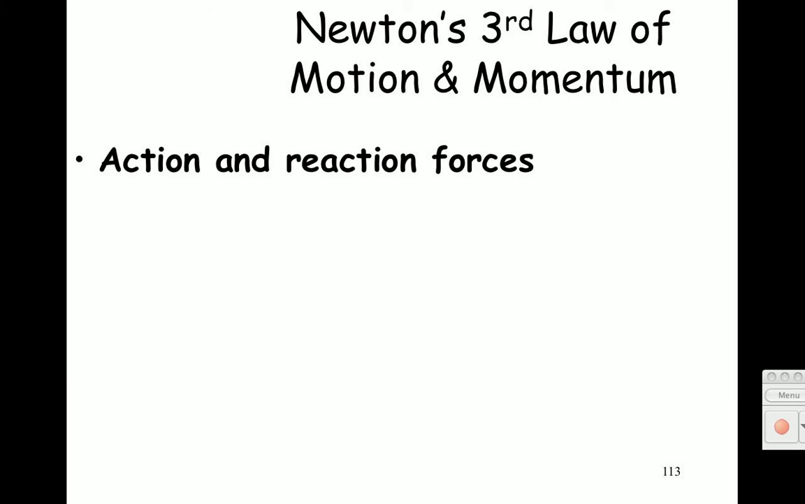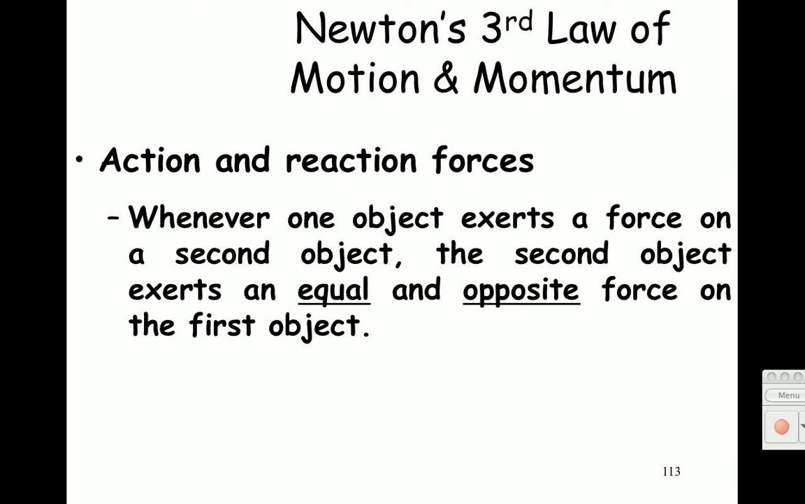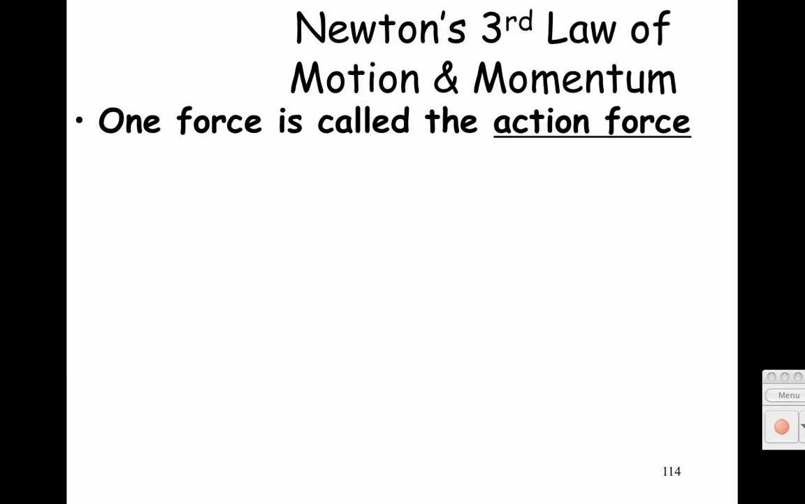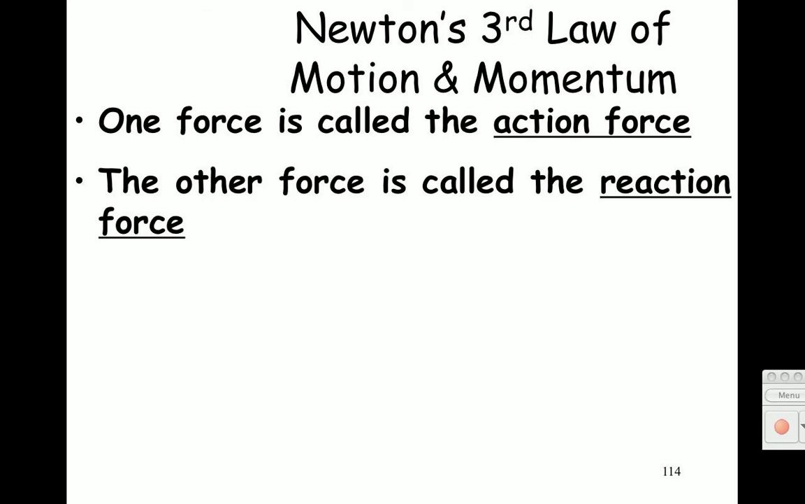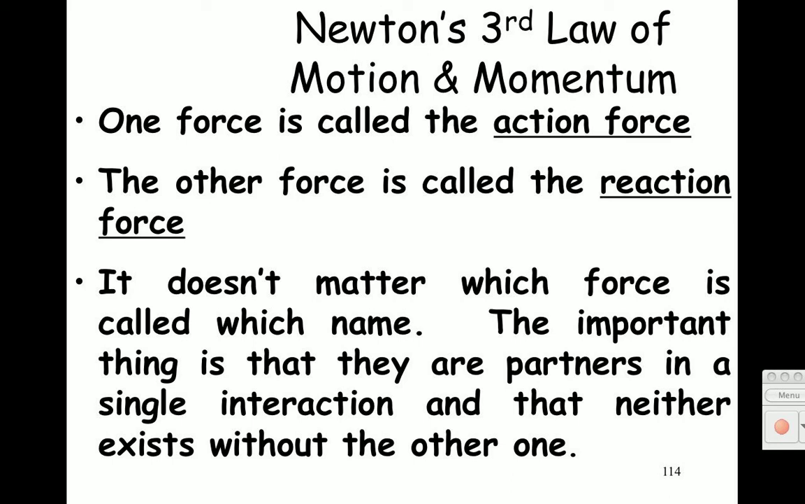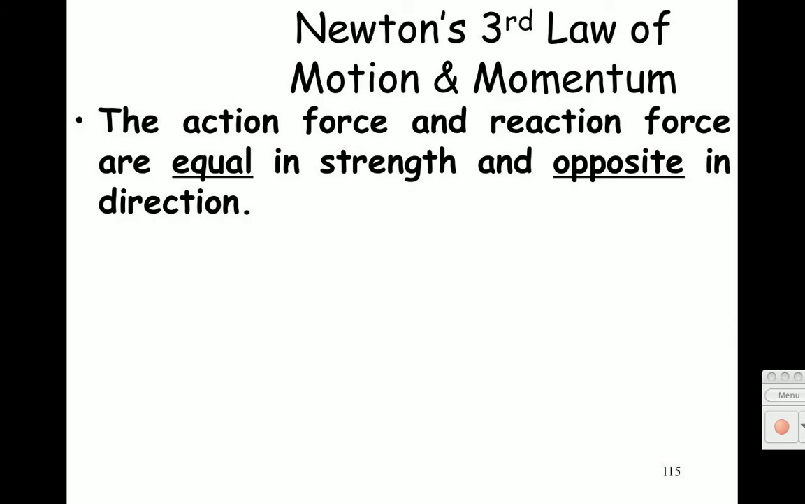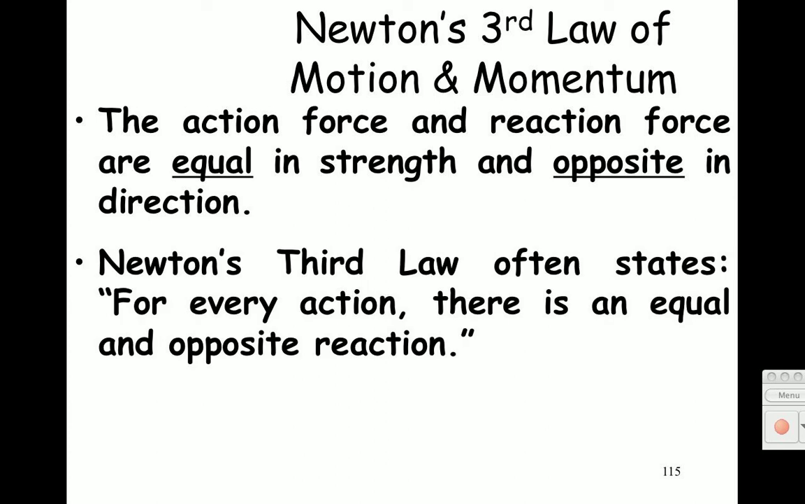Basically, what Newton's third law states is that whenever one object exerts a force on a second object, the second object exerts an equal and opposite force on the first one. Oftentimes you'll hear this stated as: for every action there is an equal and opposite reaction. That's why we call these action and reaction forces. With a system where two things are interacting using force, one of the forces is called the action force and the other is called the reaction force. It really doesn't matter which one is called which name. It's just important to understand that these two forces are partners in this interaction and they can't exist without each other. The action force and the reaction force are equal in strength and opposite in direction.